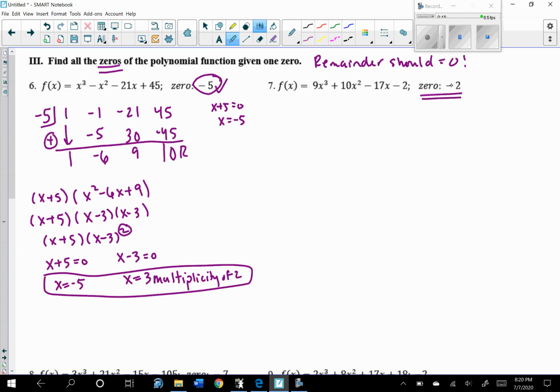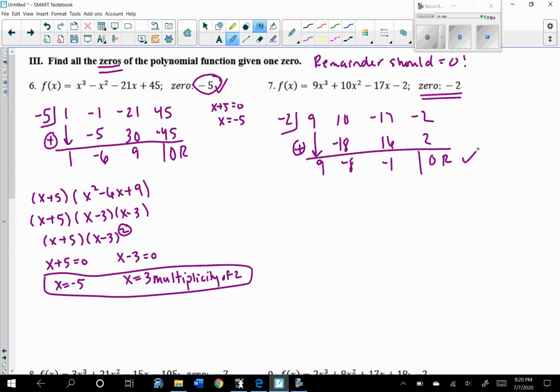So for this one, we're saying the zero is negative 2. So in the box goes negative 2, degree 3, 2, 1, 0. We're not missing any zero placeholders, so I can write the coefficients and do my synthetic division. Bring down the 9. 9 times negative 2 is negative 18. Add these together. Negative 8 times negative 2 is 16. Add these together. Negative 1 times negative 2 is 2. Add those together, so the remainder is 0. So that's good because that means this is a zero. So this as a factor would be x plus 2 times 9x squared minus 8x minus 1.